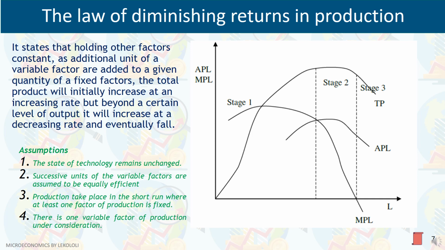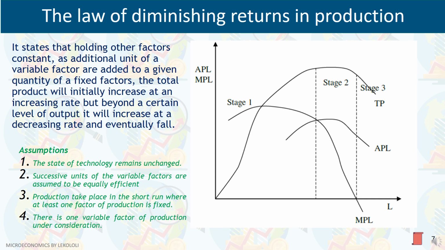In stage 1, the stage one is the increasing returns to variable factors. In this stage, when you increase the quantity of the variable factor, let's say labor or raw materials, your total product increases at an increasing rate. Not only that, but your marginal product in this stage, or additional output from one more unit of input, and average product are also rising.